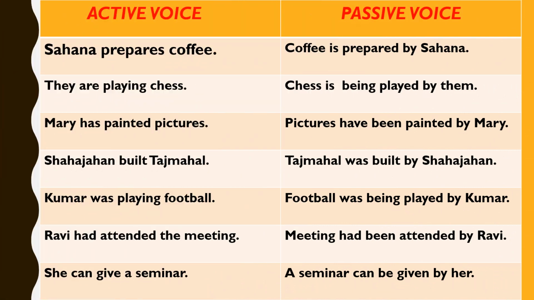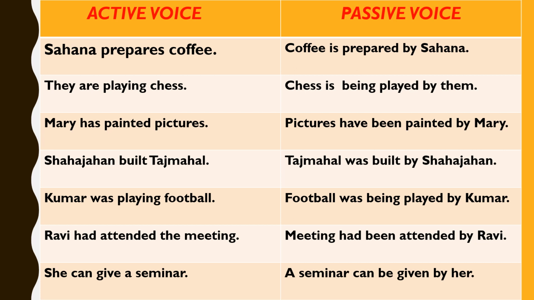We'll have other examples over here in this slide. Let's have a quick look. Sahana prepares coffee. So Sahana is the subject. Here it has become the object in passive voice. Coffee, which was the object, has become the subject. So coffee is prepared, is because it's in simple present tense. Prepares is here changed into prepared, V3. Coffee is prepared by Sahana.